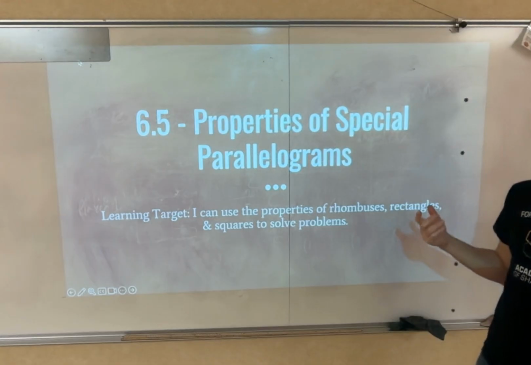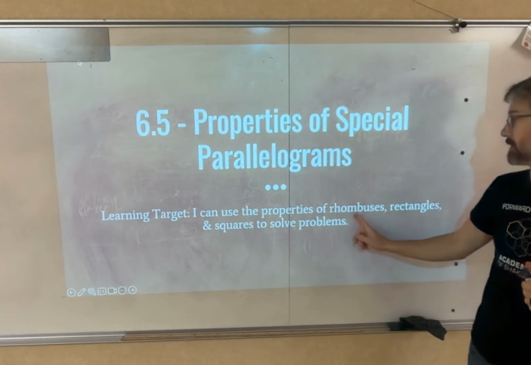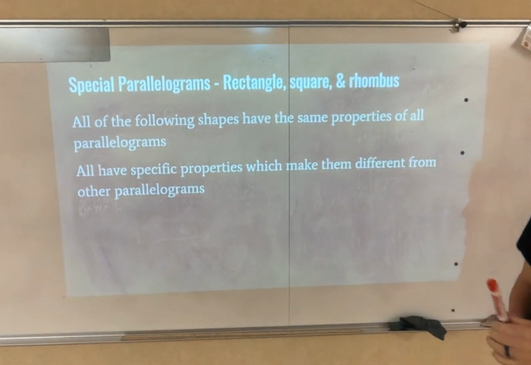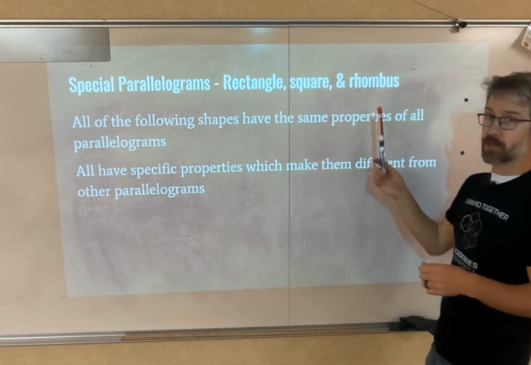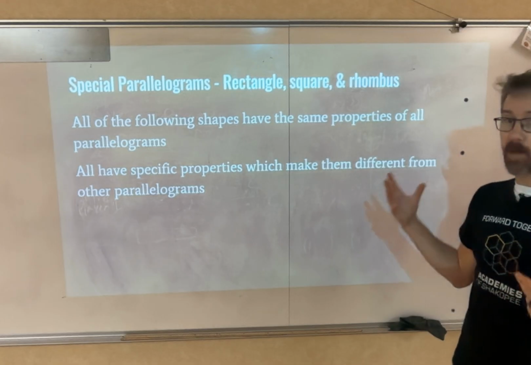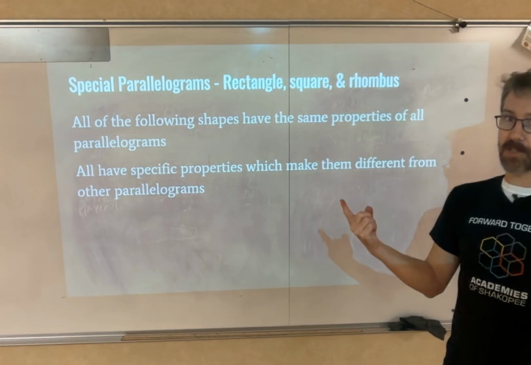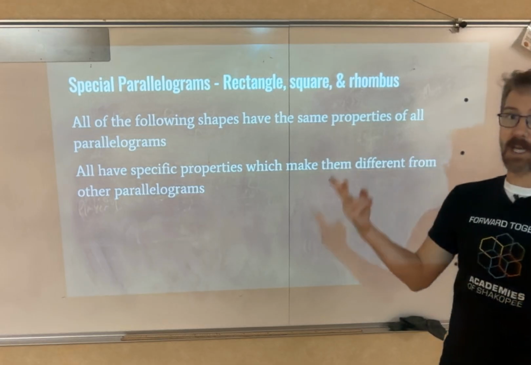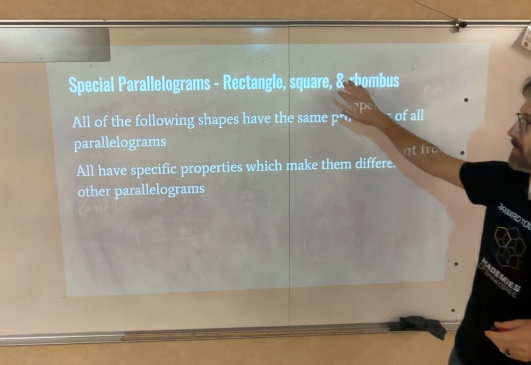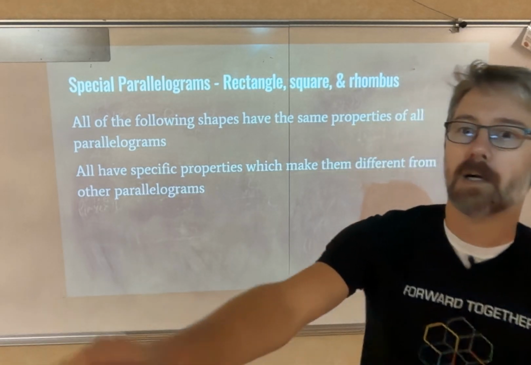In this video, we're going to talk about what the different special parallelograms are, and then specifically rhombuses for this video. All right, so when it comes to our special parallelograms, rectangles, squares, and rhombuses, these all have the same properties of all parallelograms. They are parallelograms. So the opposite sides are going to be congruent. The opposite angles are going to be congruent. Consecutive angles are supplementary, but there's some additional properties that make them different and special.